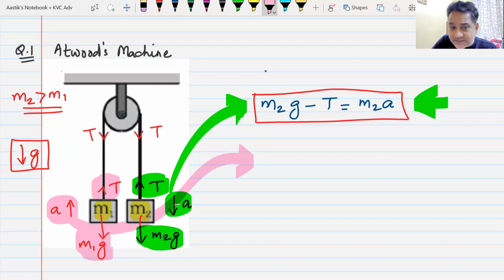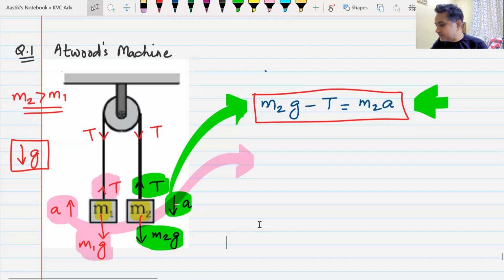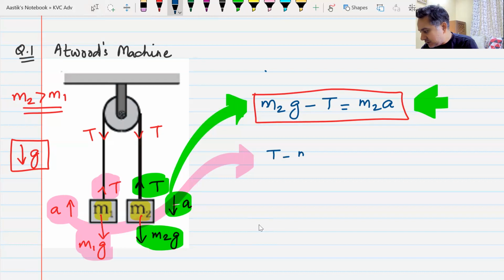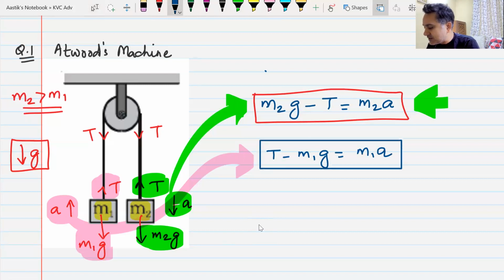Once you understand the basic concept, you understand the question and no one will be able to deceive you with any variation of the question. Tell me, what would be the second equation? T minus m1g is equal to m1a. See, once you understand the concept with your own hard work, you are never going to forget it. Do we understand this?